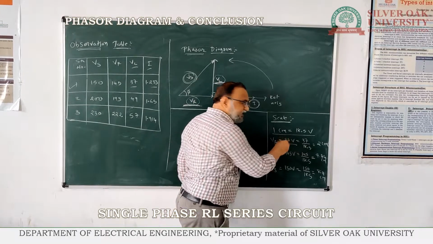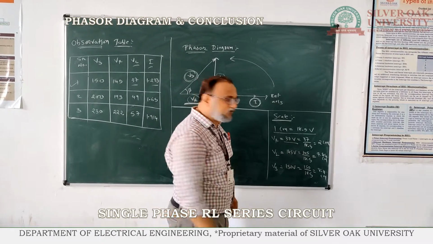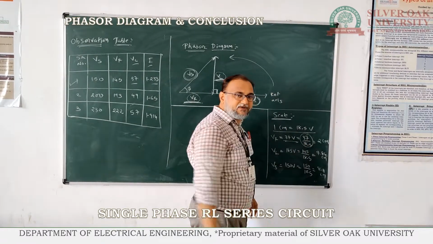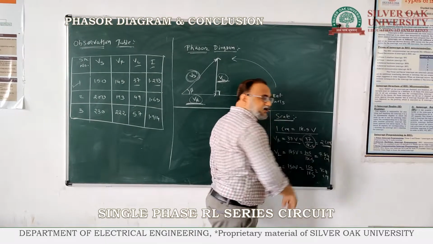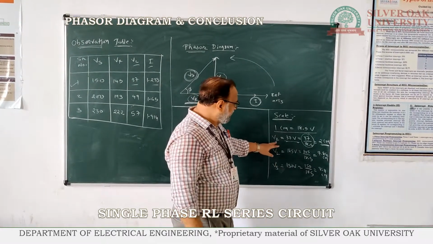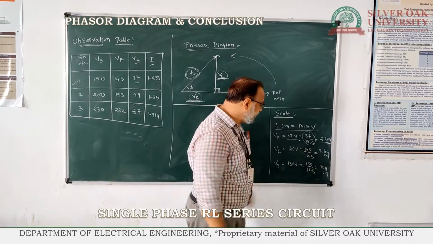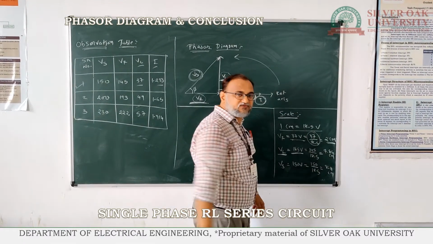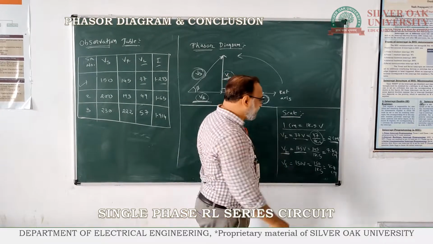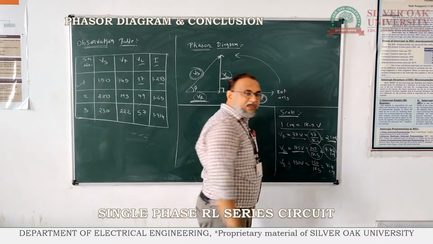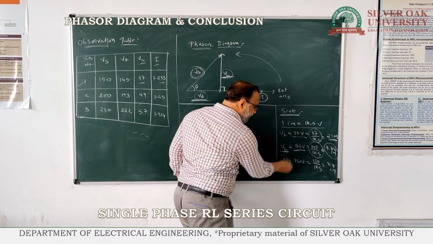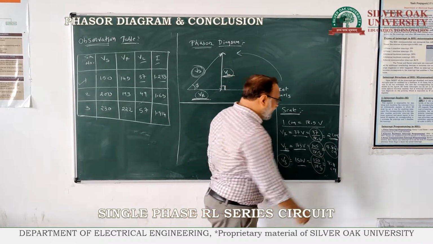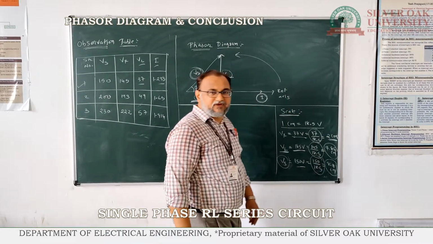The voltage drop across the inductor according to the first reading is 37 volt. Converting it into centimeter with the scale, 37 divided by 18.5 gives 2 centimeter, so VL equals 2 centimeter. The voltage drop across the resistor is 145 volt, which gives 7.84 centimeter. The third quantity is the supply voltage, 150 volt, which gives 8.11 centimeter.